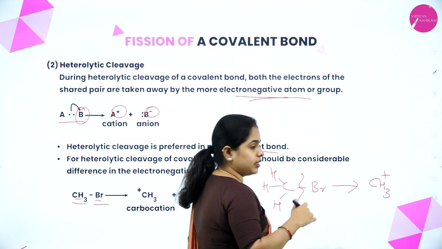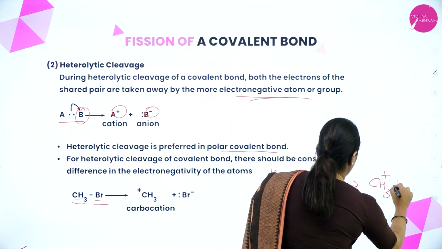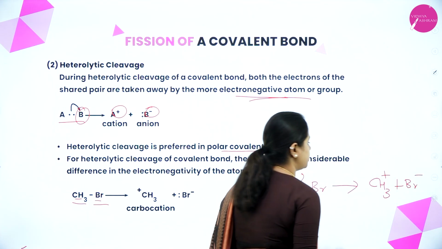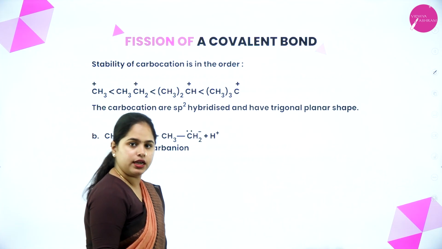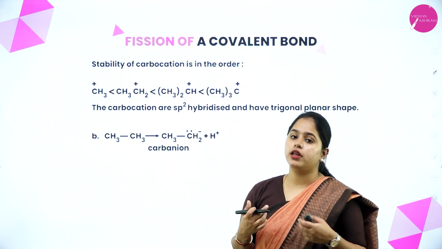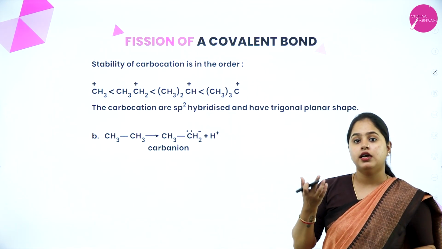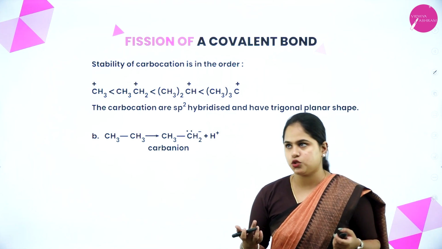The carbon will get a partial positive charge and the bromine will have a negative charge, and it has taken up both electrons. So this is heterolytic cleavage, right? This will happen only in polar covalent bonds, which have a difference in electronegativity between the two atoms.